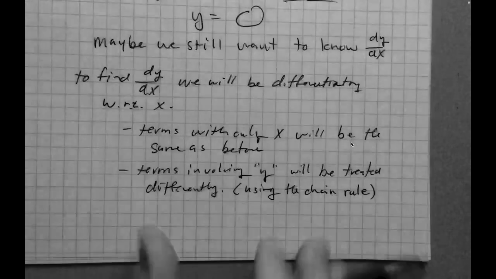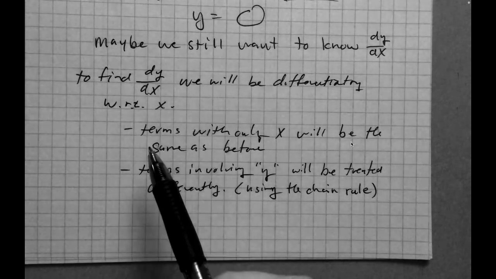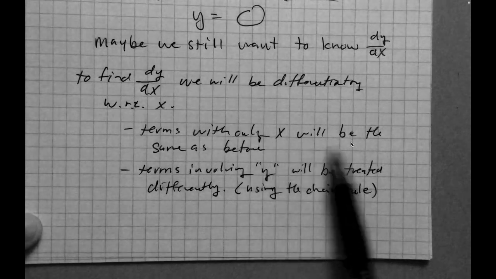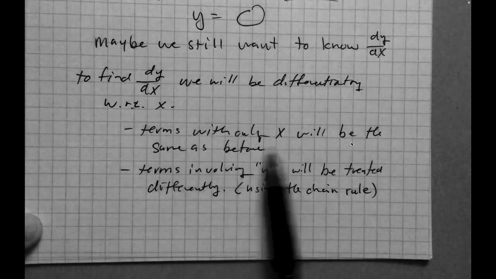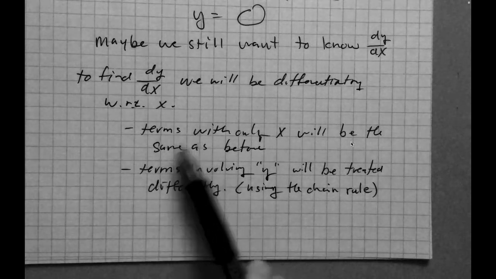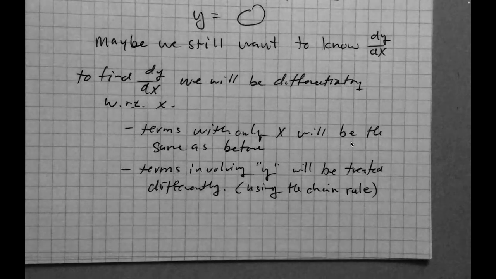Now, remember, we're always differentiating with respect to x. Terms with only x will be treated the same as before, just like the regular derivatives we've been doing this entire time. But terms involving y will be treated differently, and specifically we'll be using the chain rule on them. So let's talk through an example and see how this works.